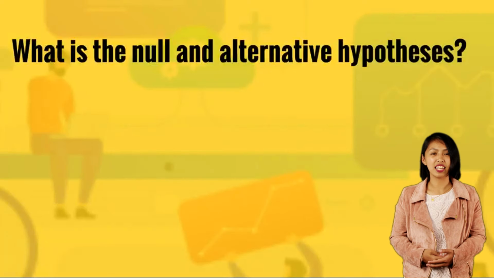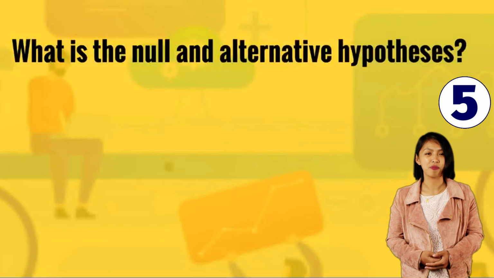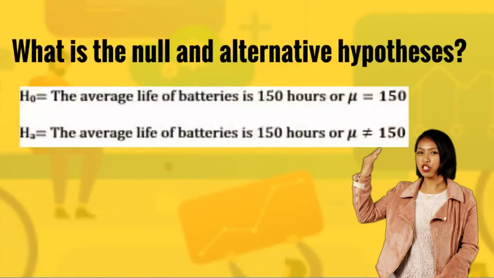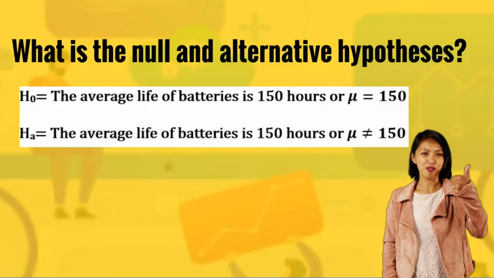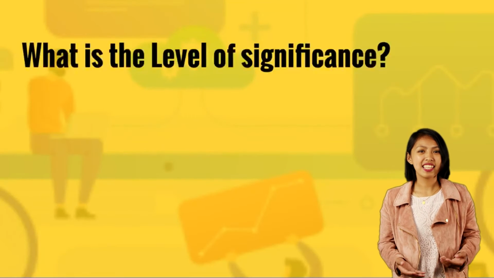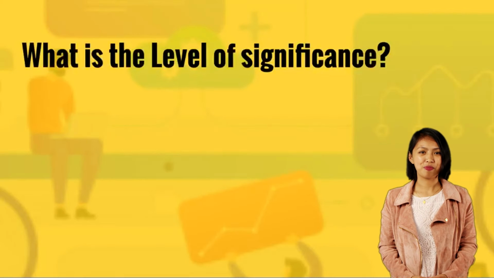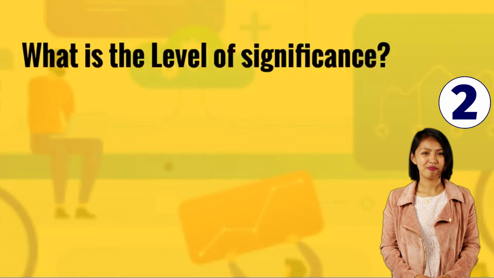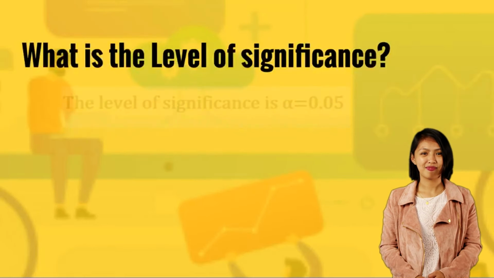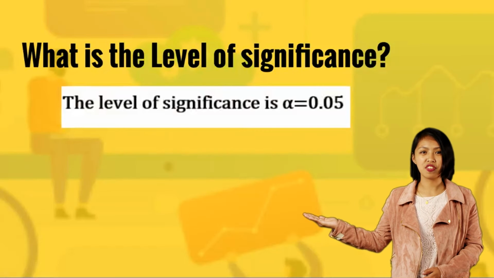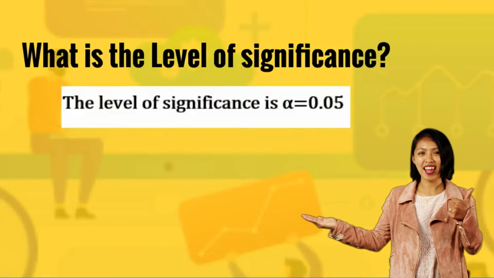What is the null and alternative hypothesis? If this is your answer, great job! What is the level of significance? If your answer is 0.05 level of significance, you are correct.